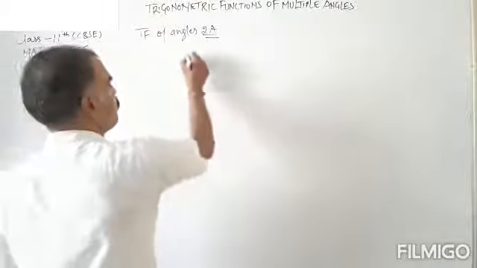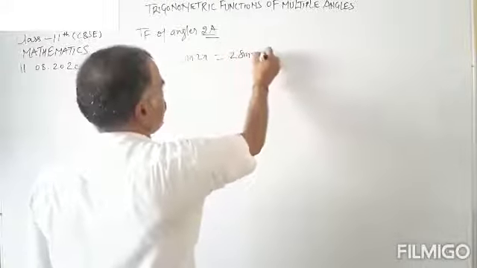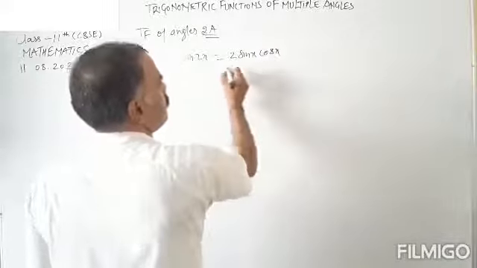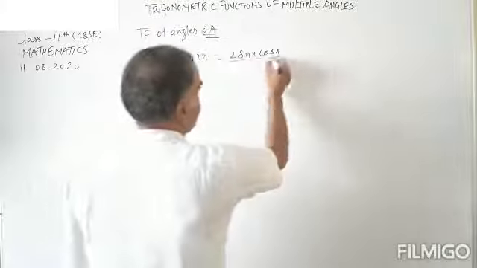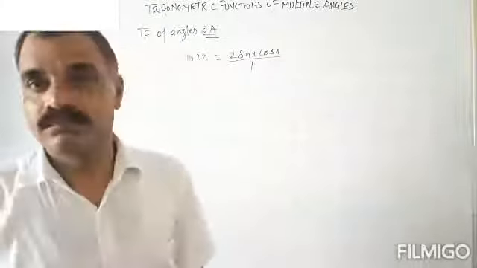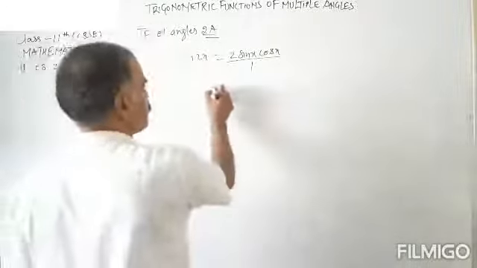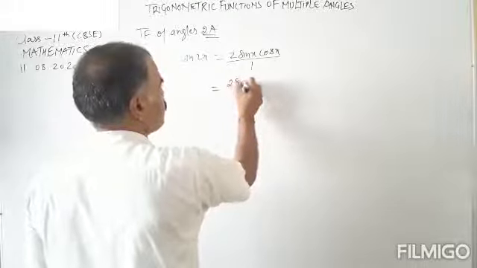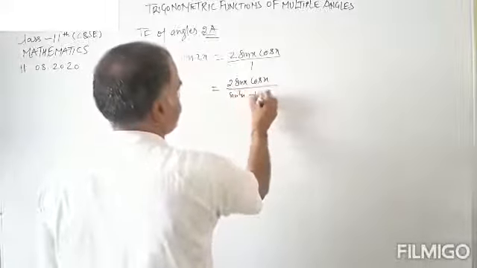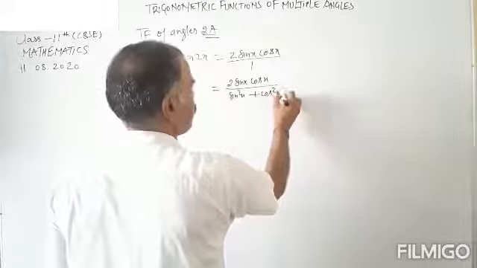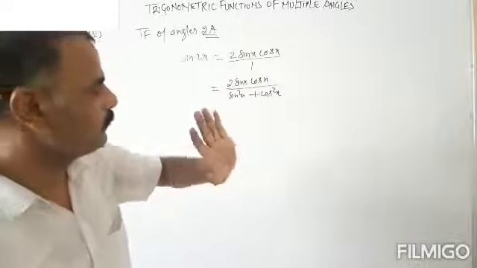Okay, sin 2x is equal to 2 sin x cos x. Now there is 1 at the denominator of this. So sin 2x can be written as 2 sin x cos x divided by 1, that is sin square x plus cos square x. So 2 sin x cos x divided by sin square x plus cos square x.